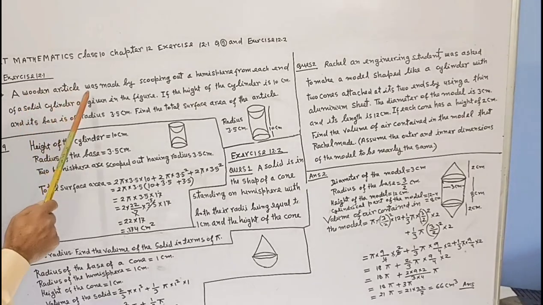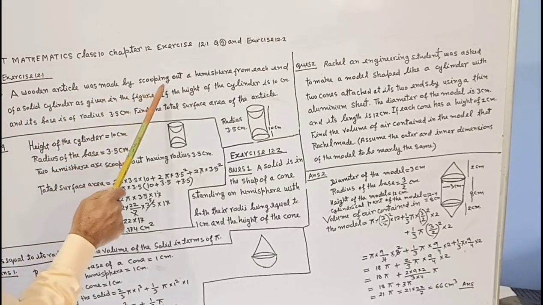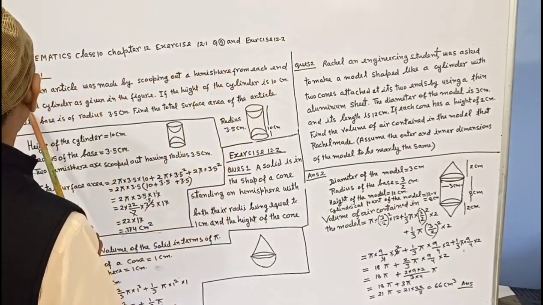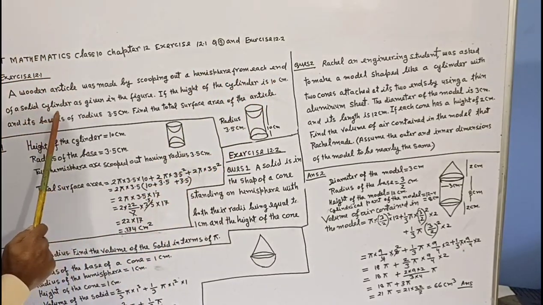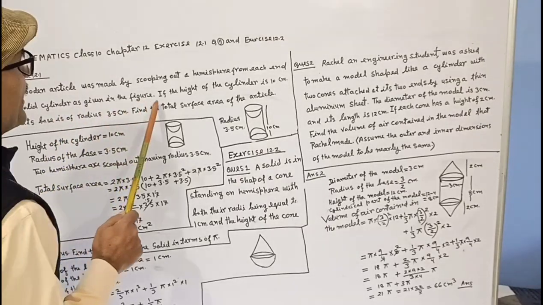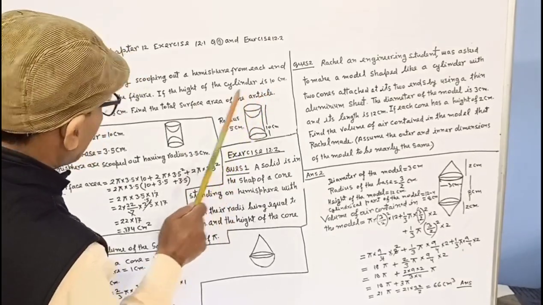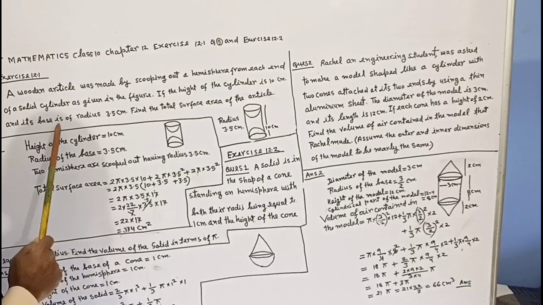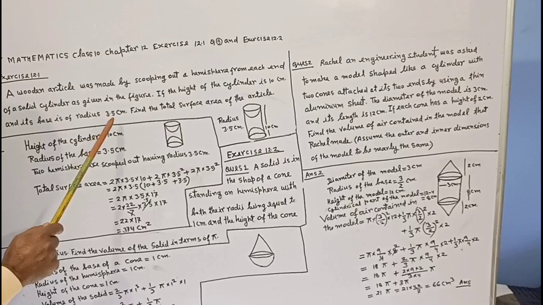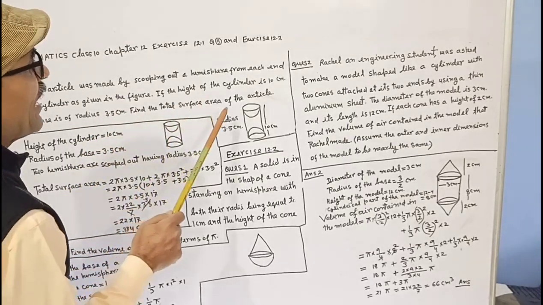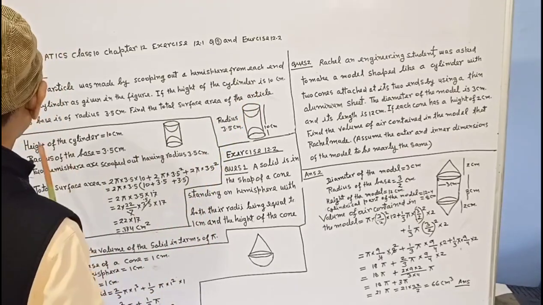A wooden article was made by scooping out a hemisphere from each end of a solid cylinder as given in the figure. If the height of the cylinder is 10 centimeter and its base is of radius 3.5 centimeter, find the total surface area of the article.